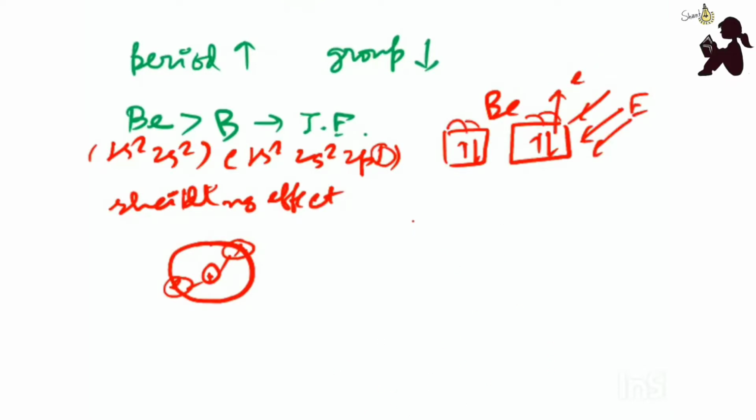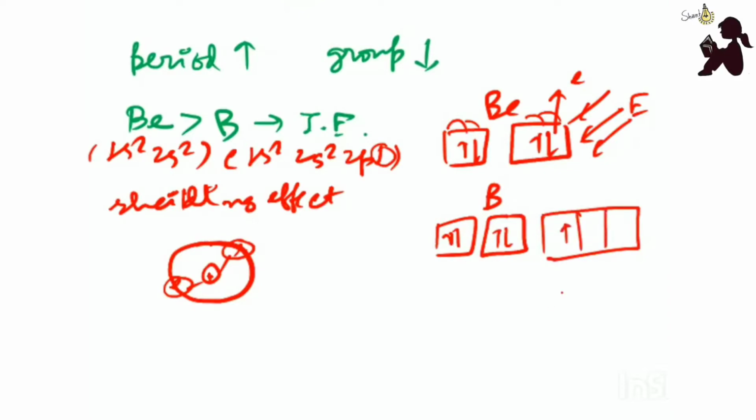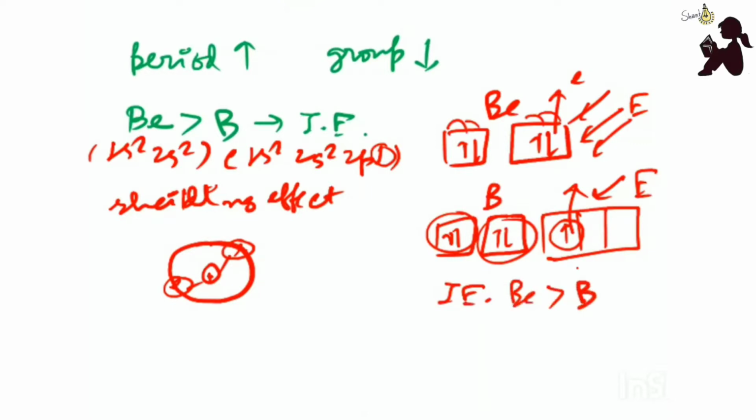But in the case of B, though it has two s electrons in a fulfilled orbital, it has one p orbital here that is filled with one electron. So it will go out easily, because if it goes out, then boron will have a fulfilled configuration, the same as Be. So we have to give less energy for it. So that's how IE of Be is greater than that of boron.